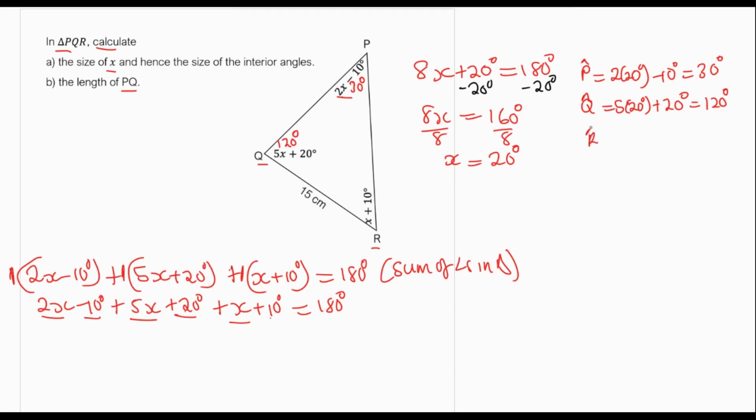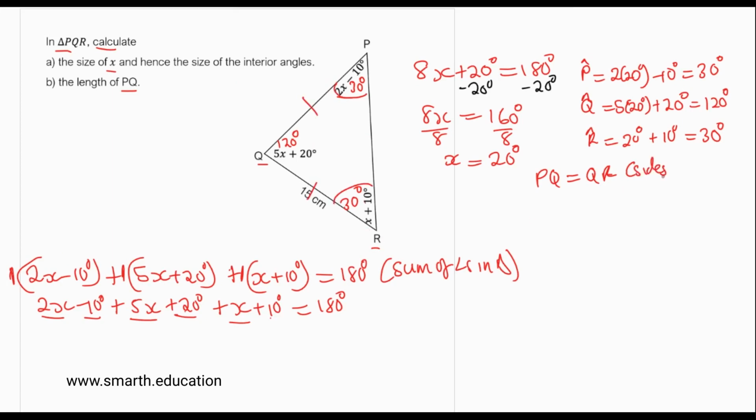And then angle R, which is x plus 10, so it's 20 degrees plus 10 degrees, which is equal to 30 degrees. So this is also 30 degrees, right? Meaning that PQ is equal to QR. These are sides opposite equal angles. This angle is equal to this angle, so these sides are equal. We say sides opposite equal angles. Therefore, PQ is equal to 15 centimeters.